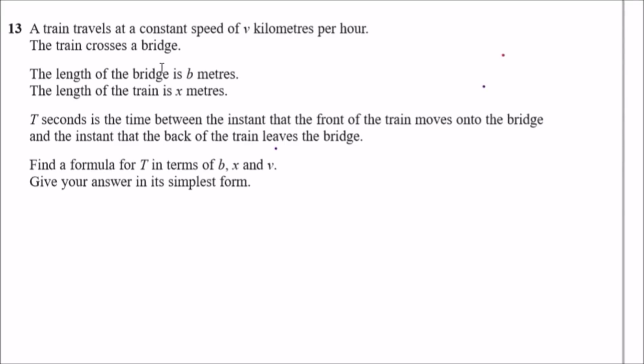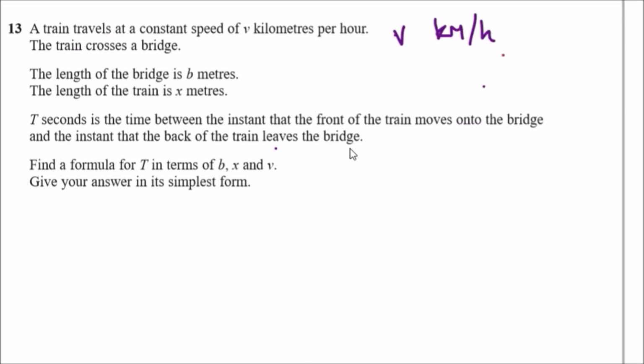So a train travels at a constant speed of v kilometers per hour. Now this train crosses a bridge, and we know that the length of the bridge is b, and the train itself is x. Okay, so let's start writing everything down. The train travels at exactly v kilometers per hour, but notice how the measurements are in meters. And then the next paragraph says t seconds is the time between the instant that the front of the train moves onto the bridge and the instant that the back of the train leaves the bridge.